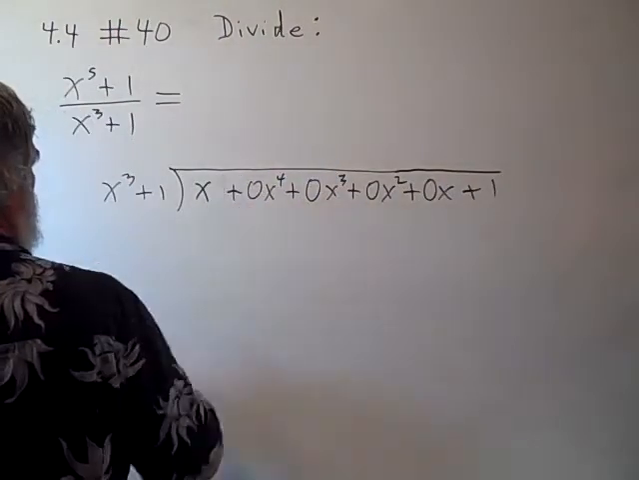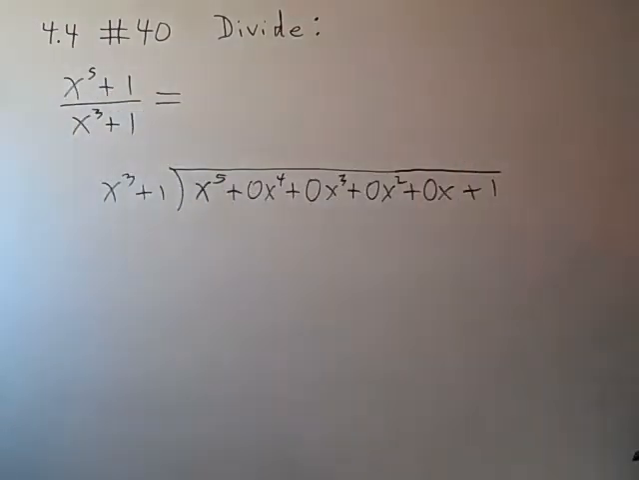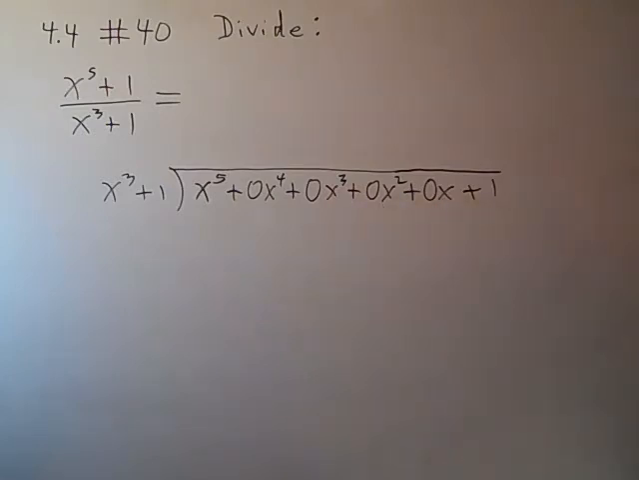So, lots of zero placeholders for this problem. Better to put them all in. You never know which ones you're going to need. Often you need all of them.